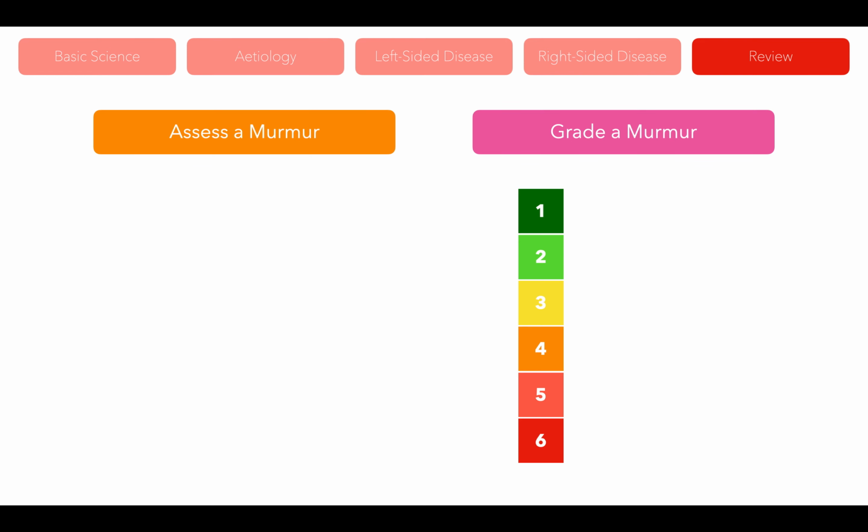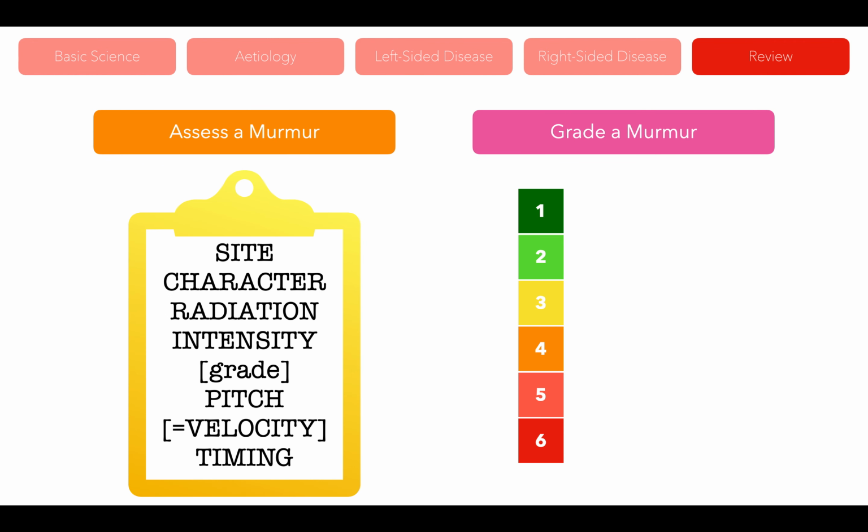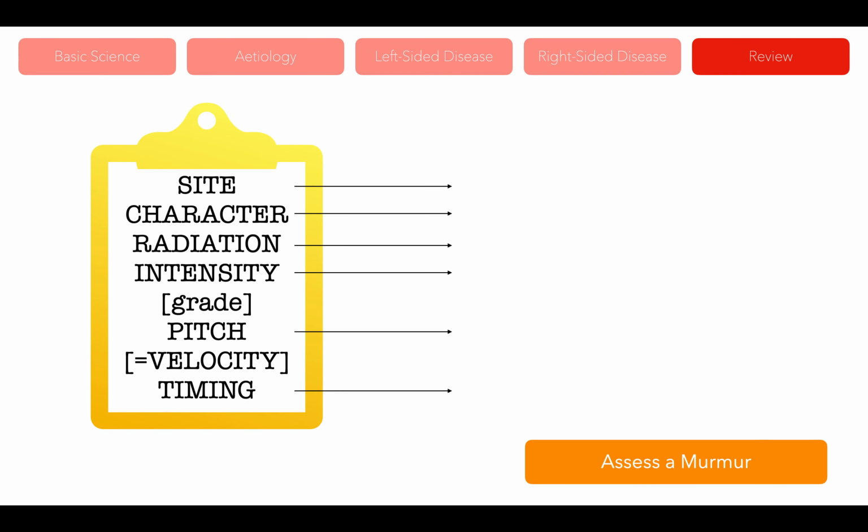Now, the final things we're going to do before we move to review is assessing a murmur and grading a murmur. So assessing a murmur, there's a subjective way that we do this, which is site, character, radiation, intensity, pitch, and timing. So if you're in an OSCE and they play a murmur to you whilst you're doing the cardiovascular exam, they'll say, describe this murmur to me. Okay? And so you need to use a standardized algorithm like this so you can work your way through it. So for example, site, right parasternal border. That's where I'm hearing it.